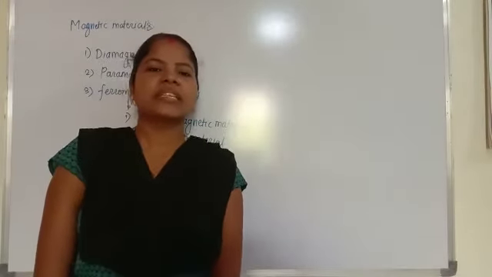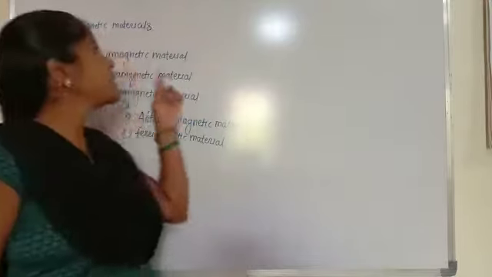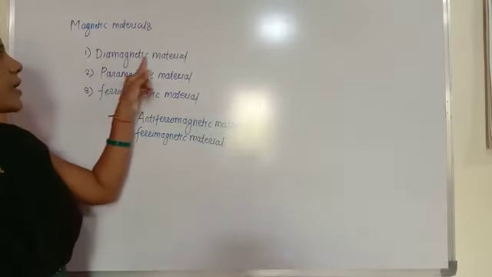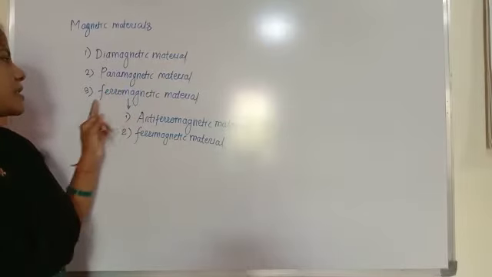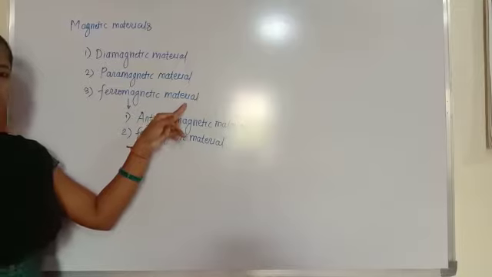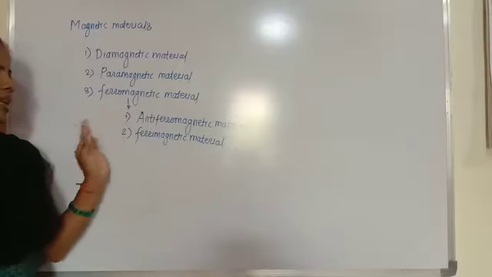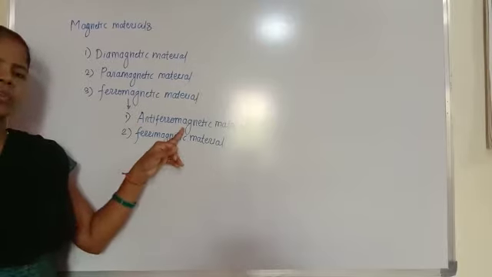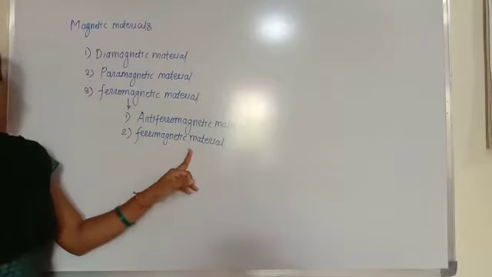Hello, good morning. In the last class, we have seen magnetic materials. There are three main types of magnetic materials: diamagnetic materials, paramagnetic materials, and the third one is ferromagnetic material. Depending upon the alignment and the strength, there are two types of ferromagnetic materials: first is the antiferromagnetic material, and second is the ferrimagnetic material.